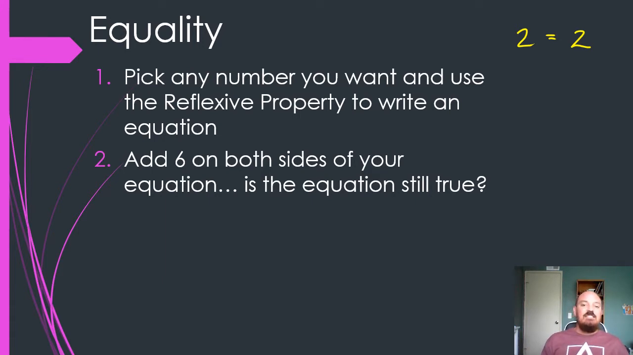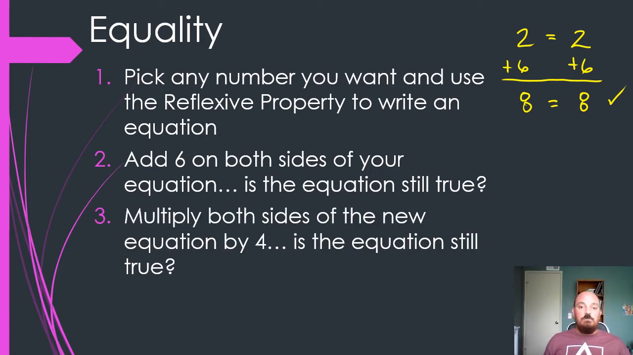We're all going to add 6 to both sides of the equation. So I'm going to take my first side of the equation, the 2, and put a plus 6 right here. Take the other side, I'm going to put a plus 6 right here. Now, 2 plus 6 is 8. And on the other side, 2 plus 6 is also 8. So that's true: 8 equals 8. I added 6 to an equation and it stayed equal.